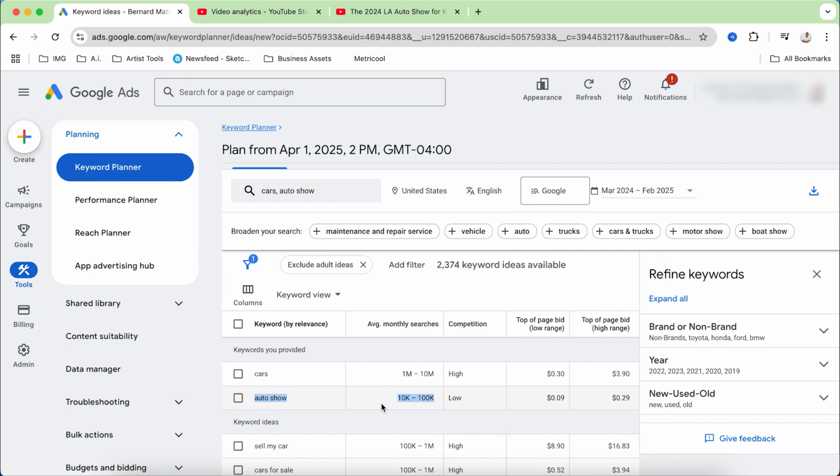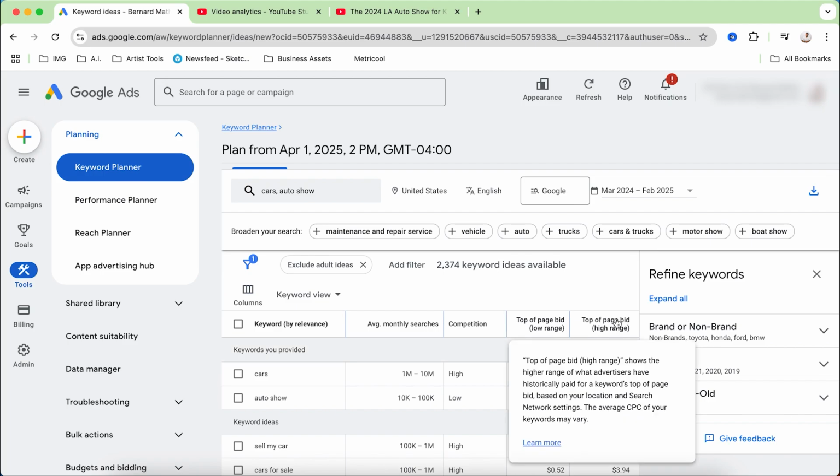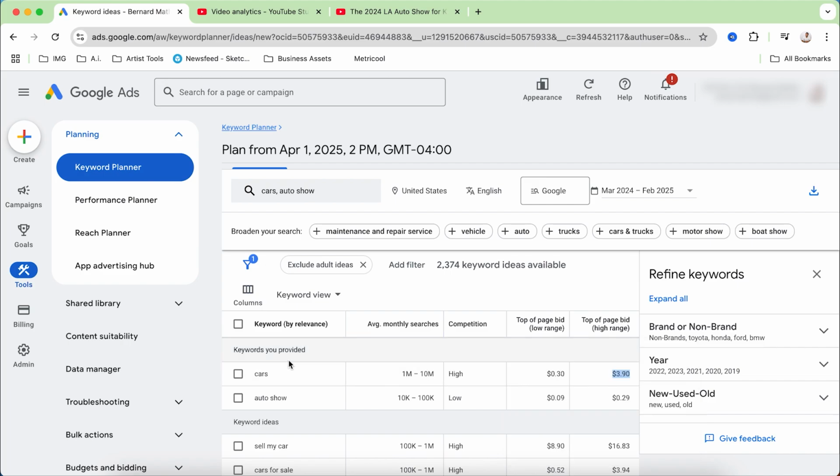So actually, auto shows are actually decent. The problem is the top page bid on the low and high range is 29 cents to 9 cents. So something more general, just like cars, on the higher end pays $3.90 on the top range. And then it says here, top range of page bid. In the high range, it shows the higher range of what advertisers have historically paid for a keyword. Okay? So you want to create a balance in between all these columns.